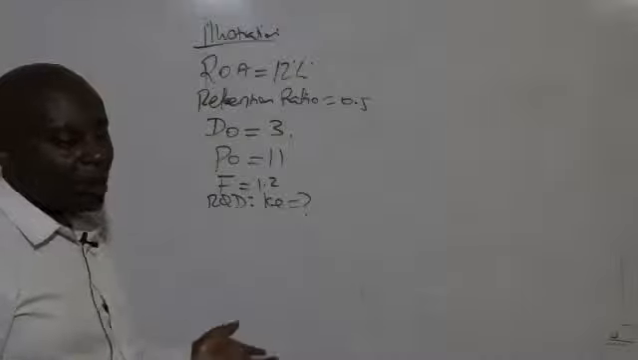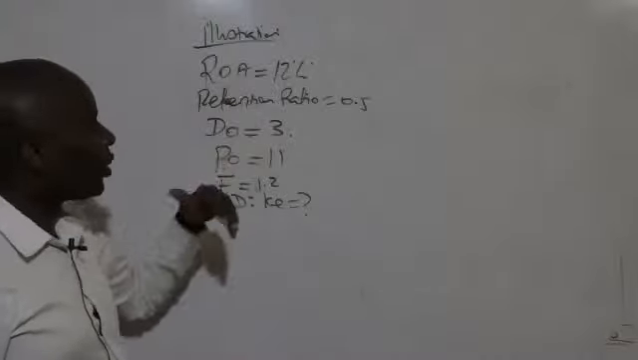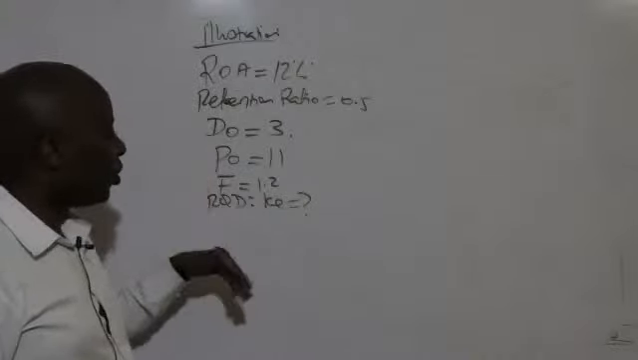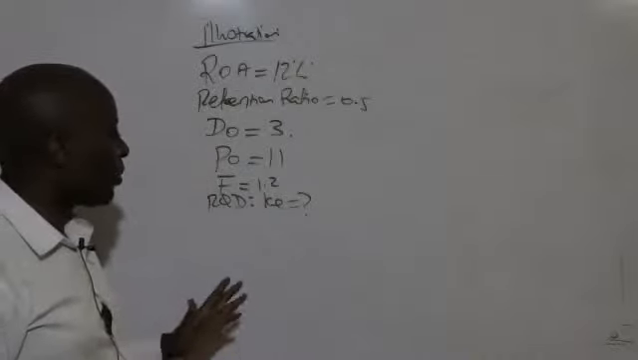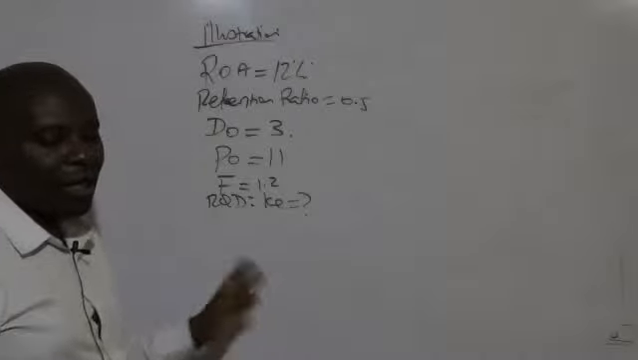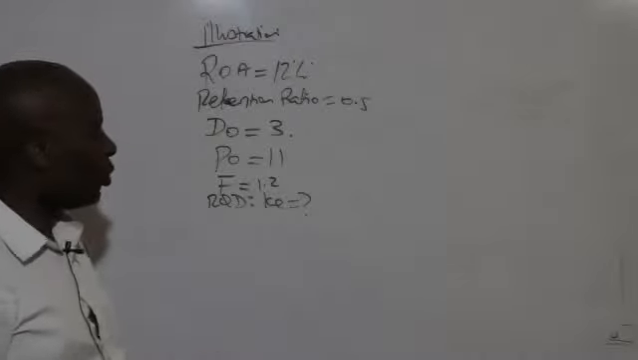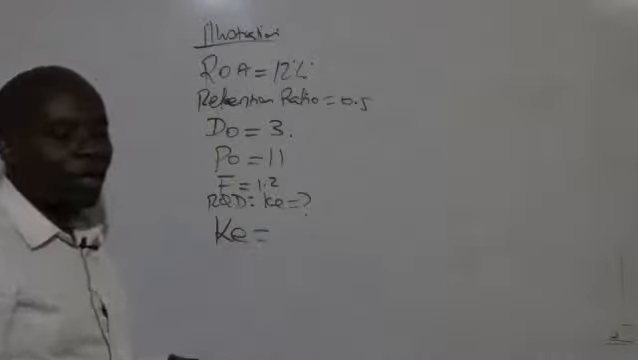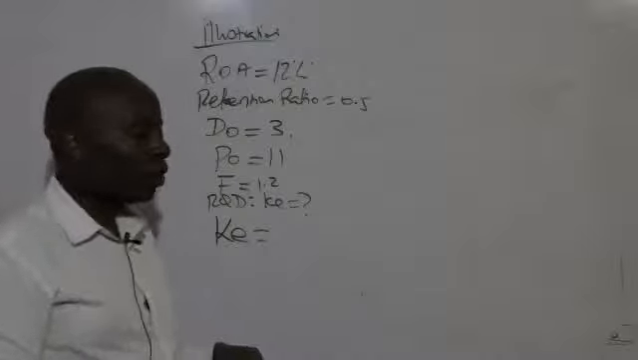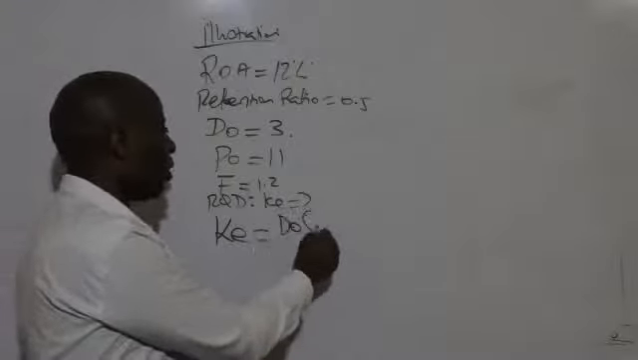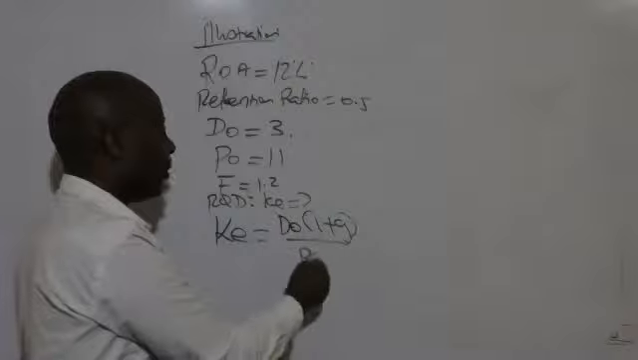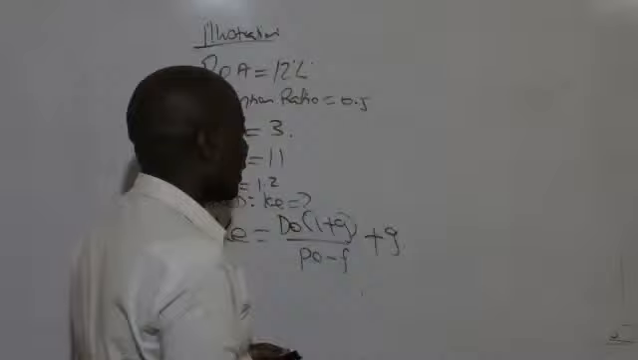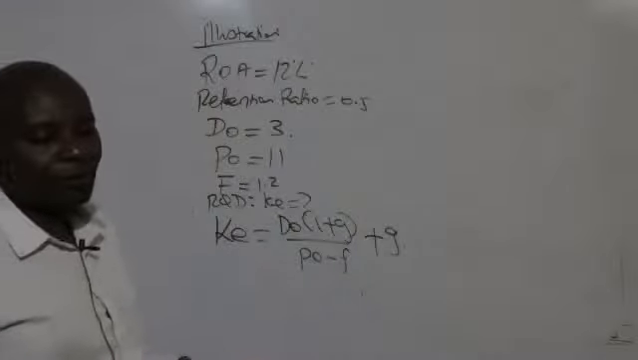ROA stands for what here? Return on assets. We have retention ratio. We have DO. We have PO. We have the flotation cost of 1.2. We have here the requirement KE. The only thing that I will be able to do for you is to remind you the formula of getting KE. To get KE, we normally talk of PO into 1 plus G all over PO minus any flotation cost, plus G.